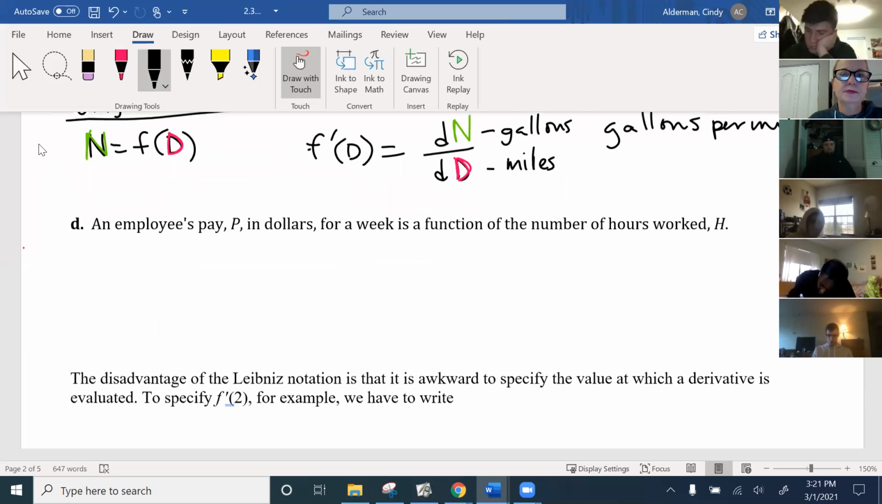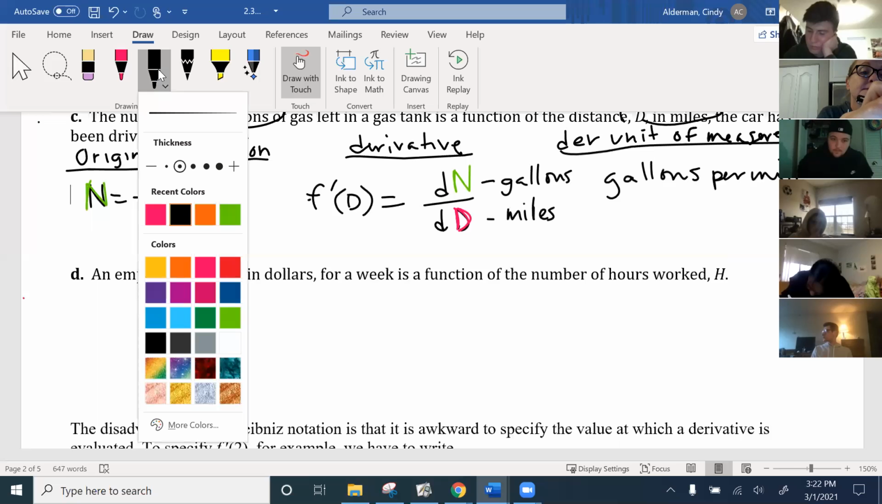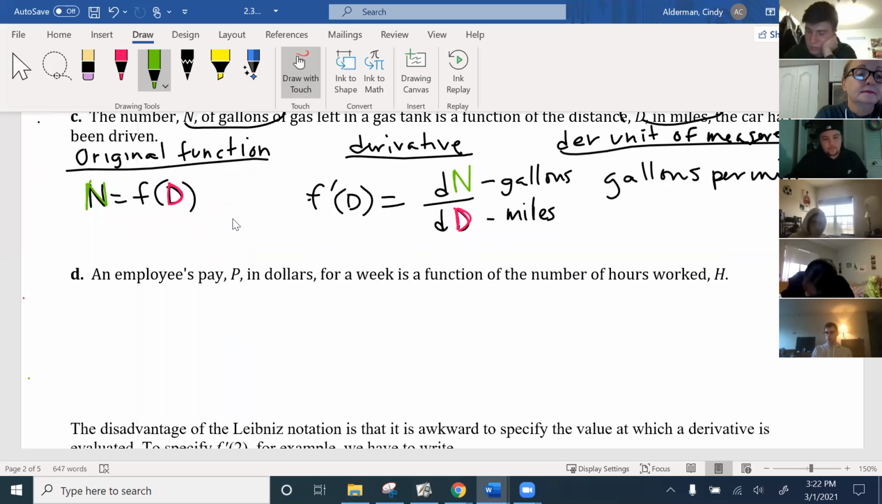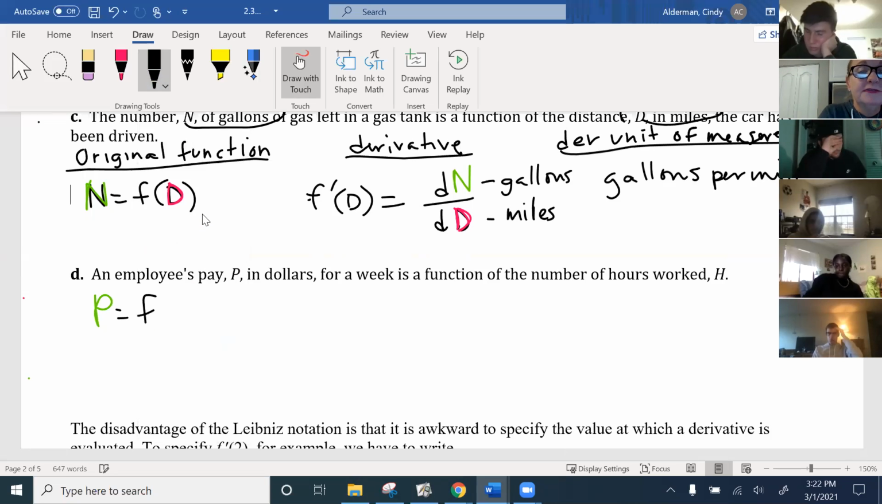All right, well, with this one showing, let's try this one. An employee's pay in dollars is a function of the number of hours worked. So what comes first? P equals f of h. P equals f of h, yeah.